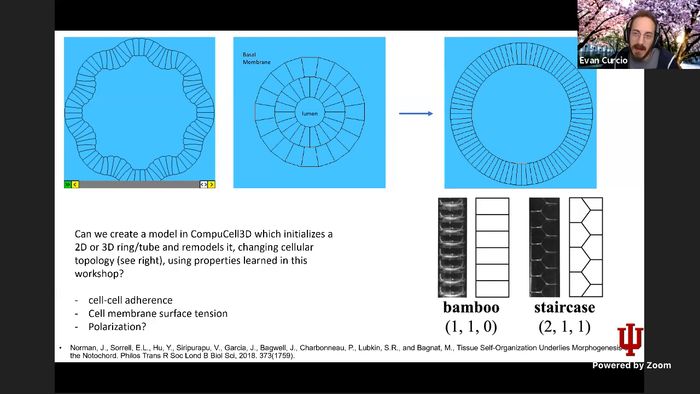So in 2D, it would look like a flat ring, but in 3D, there could be multiple outcomes depending on, my guess is density parameters based on some of the papers I've read. So the cells in 3D could be stacked differently depending on the density of the cells in the tube and how they adhere to each other. So you could have something like this bamboo configuration where they're all stacked neatly on top of each other, or you could have this sort of staircase topology where they form, I guess, what looks like a staircase.